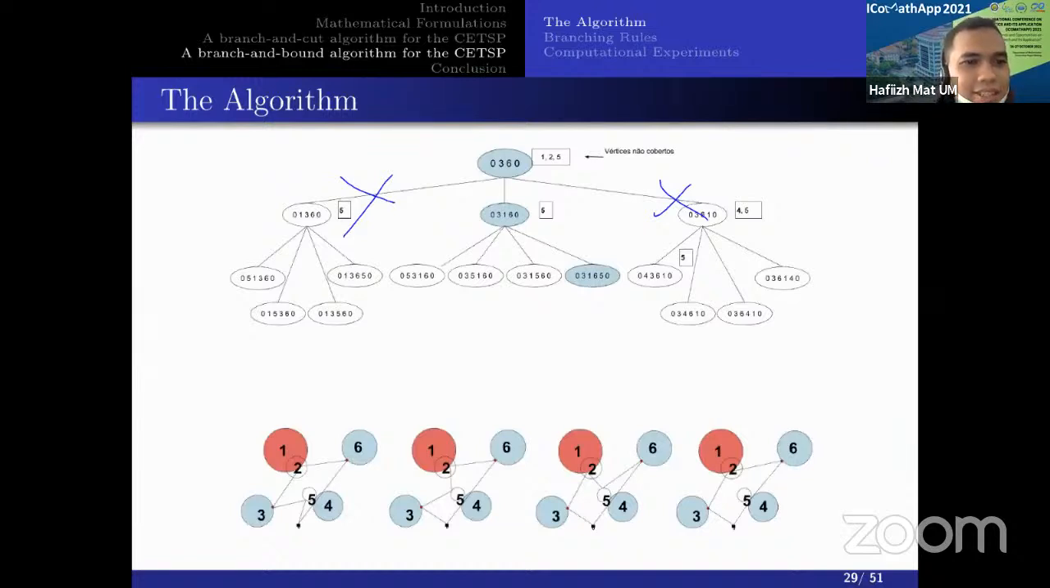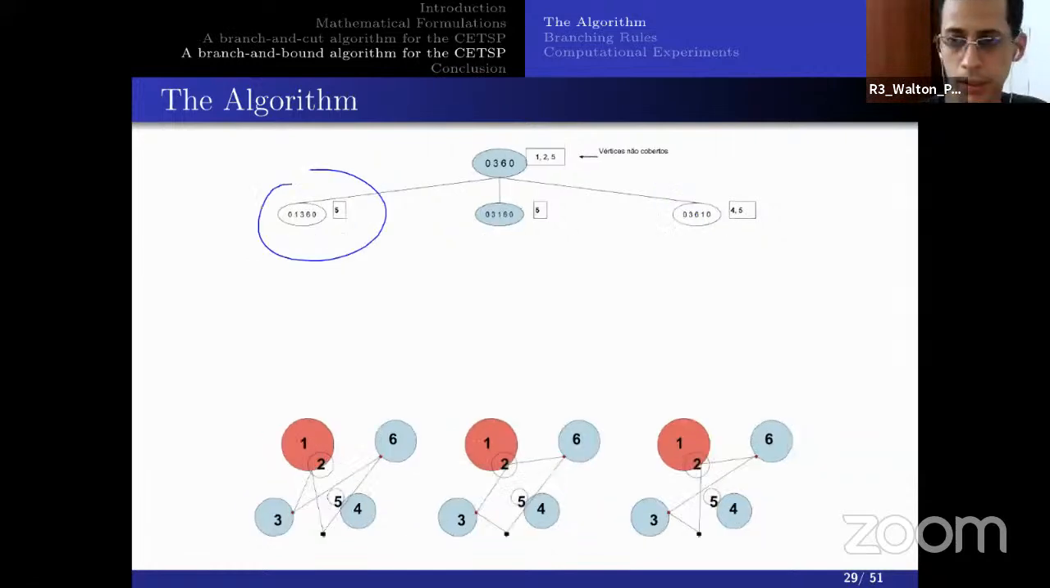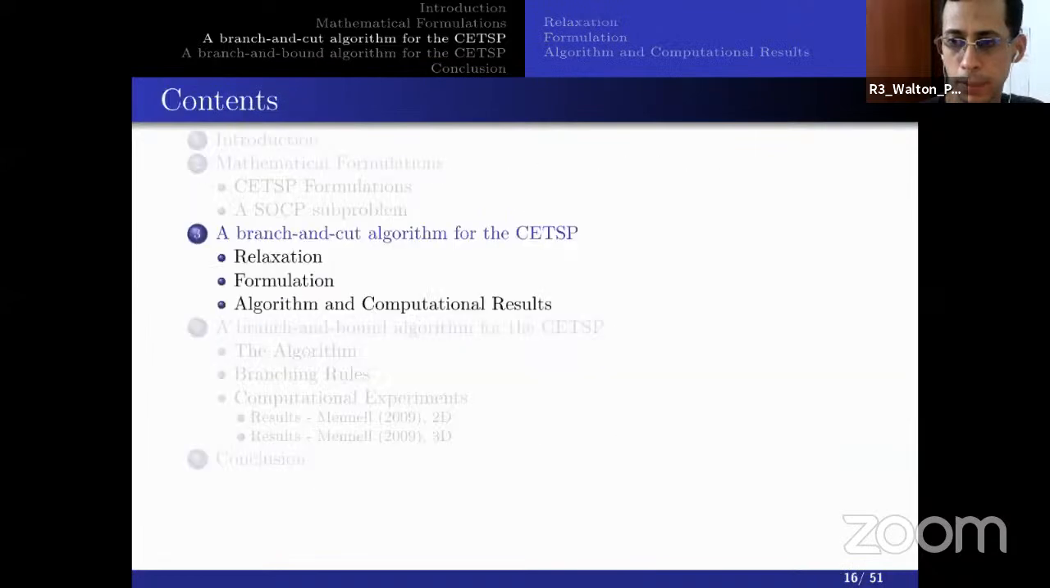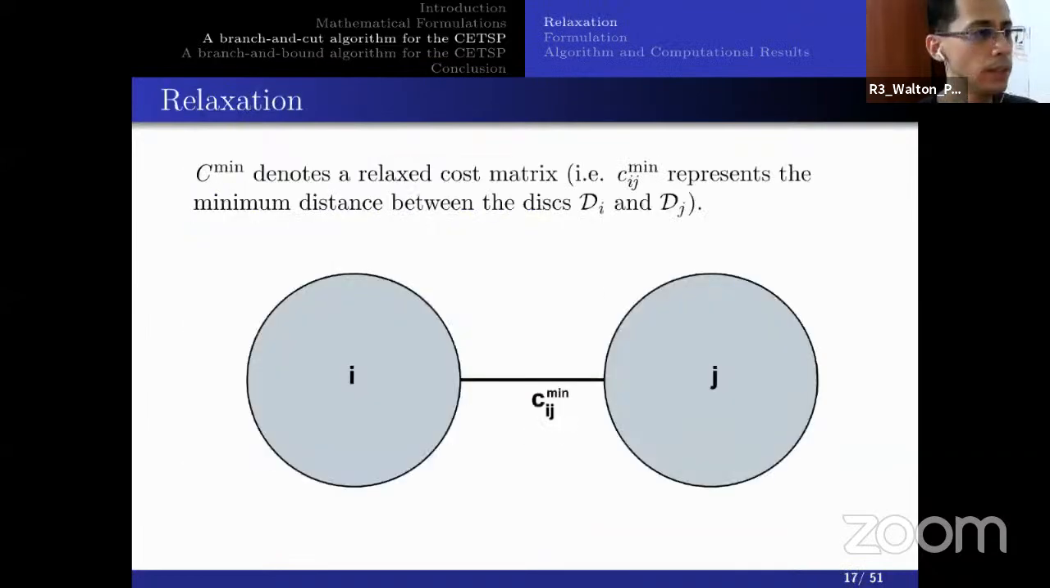I see that the distance from circle 1 and circle 3, I think it is not the shortest distance. And would you like to explain that? Oh yes, sure. So here, let's come back a little bit. So here, this is for the branch cut algorithm.